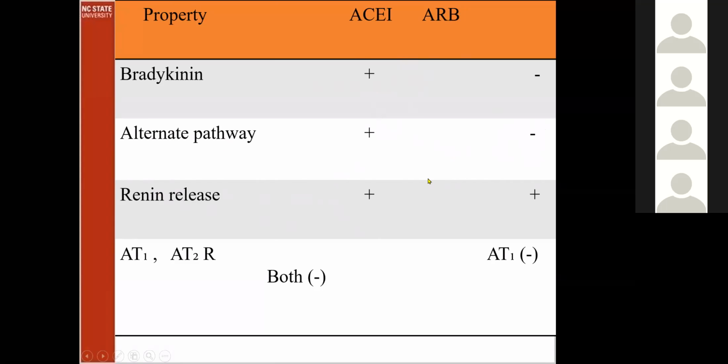Then with both, renin release can be increased because of the vasodilatation. Okay, so these are the differences between the AC inhibitor and ARB in terms of action.